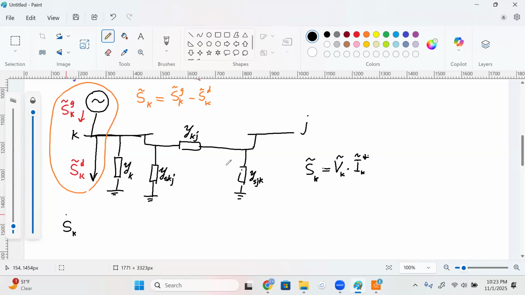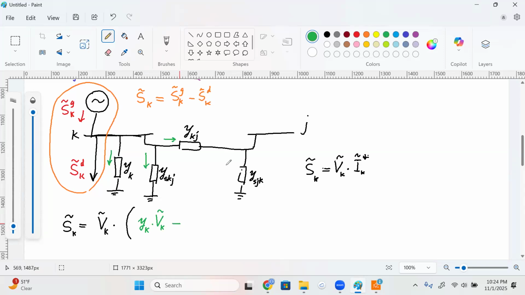S_K tilde, complex, is going to be V_K times all the currents. What are those currents? I'm going to have a current that flows through this branch, a current that flows through this branch, and a current that flows through this branch. Obviously, if I know the voltages, I can find those currents very easily. So the first current, the one that goes through y_K, is going to be the admittance y_K times that voltage. So voltage times admittance is going to be the current.